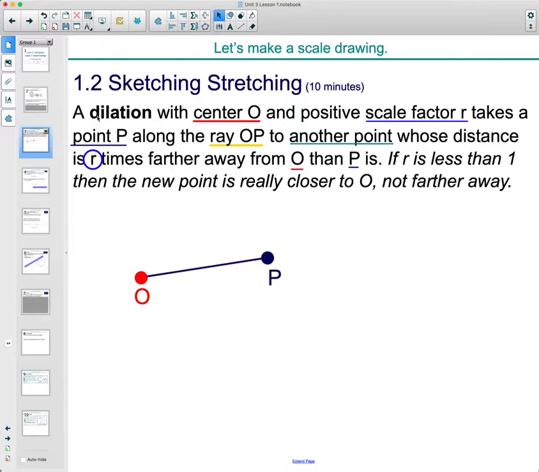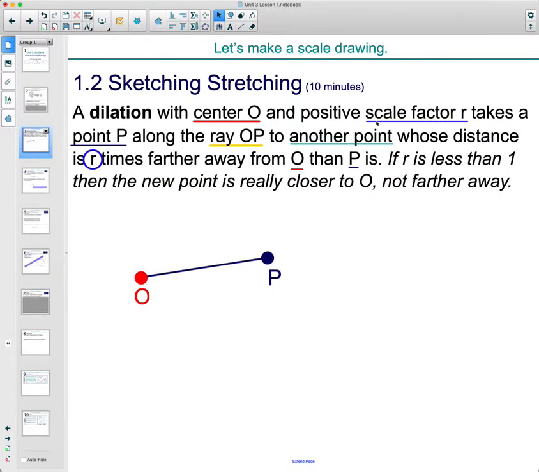So this is on page 7 in your workbook. You'll see this definition at the top. So it talks about a dilation. A dilation has a center point. So we've got the center of dilation, much like we did the center of rotation. So we've got this point O at the center. It is staying in place.